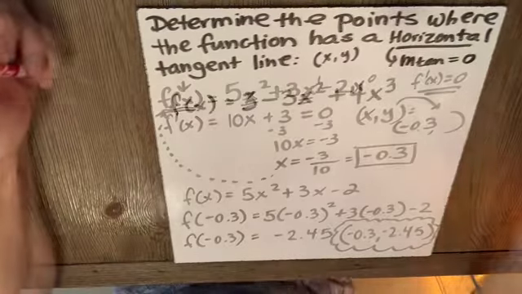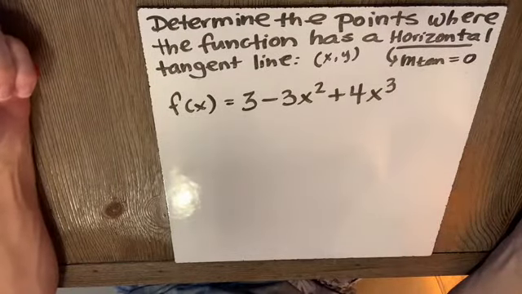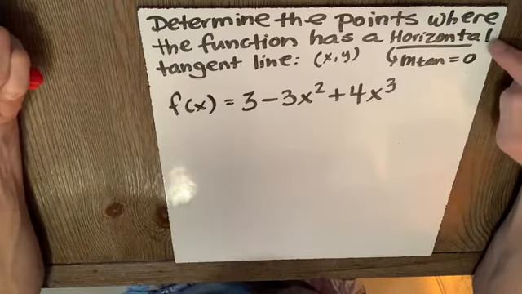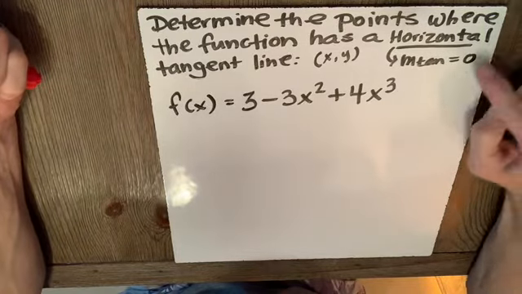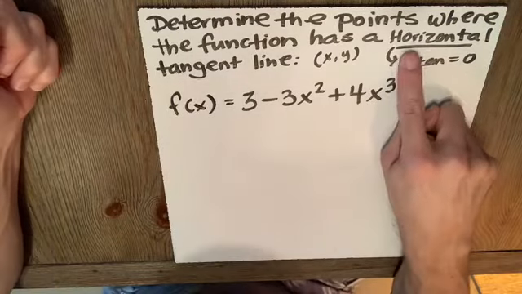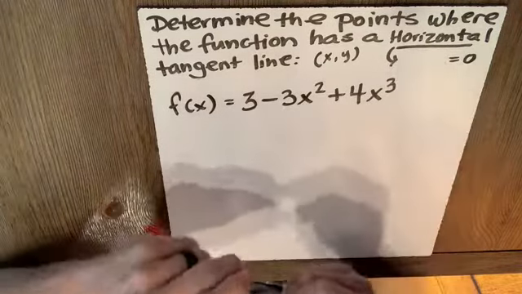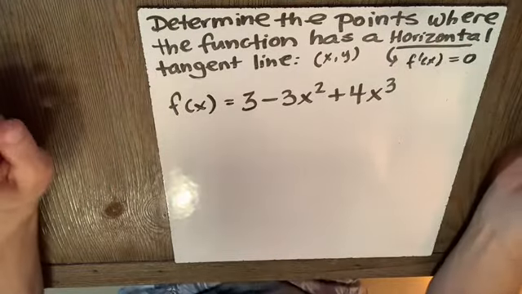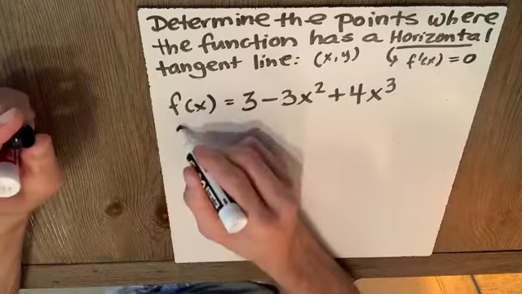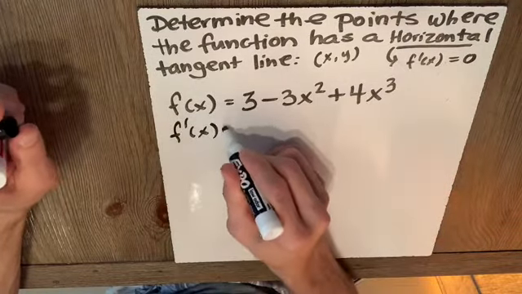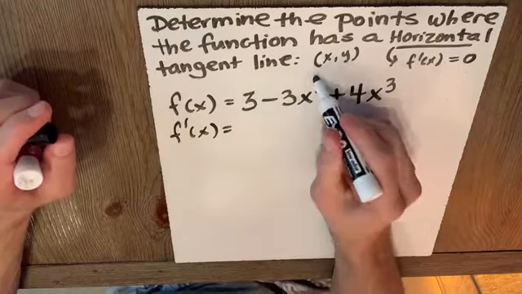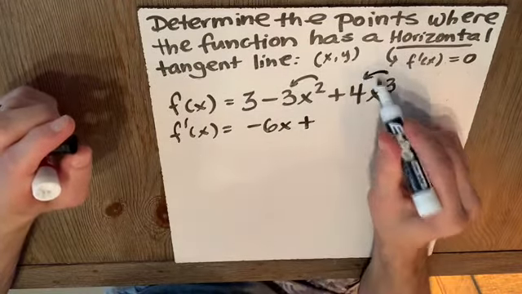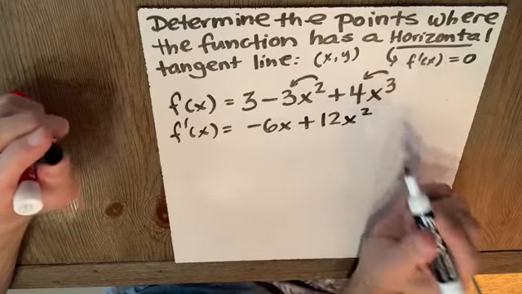We found it. Same directions here. Determine the point or points where the function has a horizontal tangent line. We have to understand they're asking us where the slope of the tangent equals 0. Well, what's a synonym for m tangent of our function? Well, that's where the derivative is equal to 0. Well, not too much hard work to find the derivative. Derivative of a constant is 0. Multiply and subtract, negative 6x plus multiply and subtract, 12x squared.